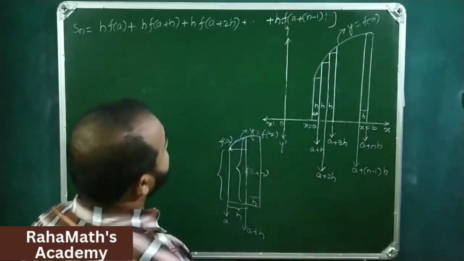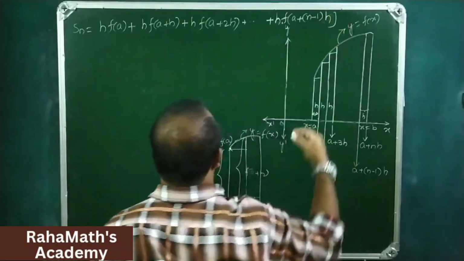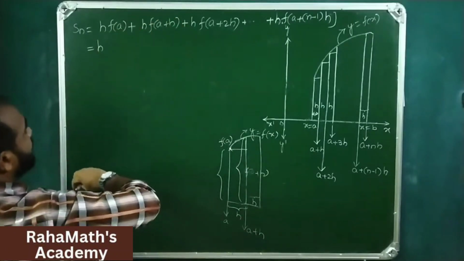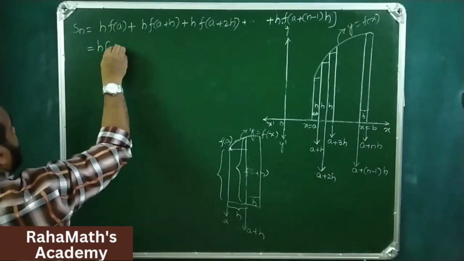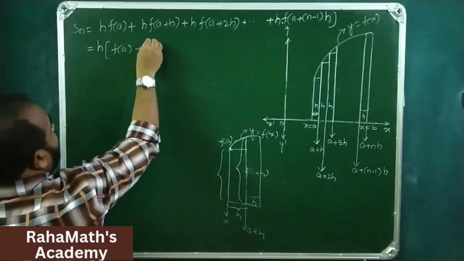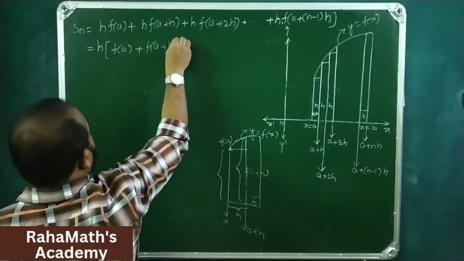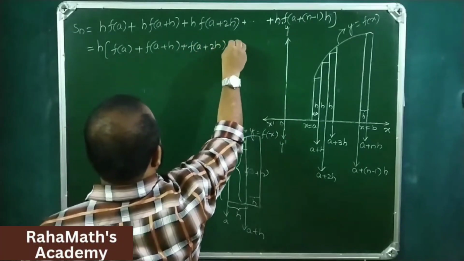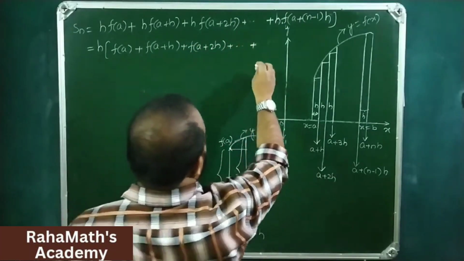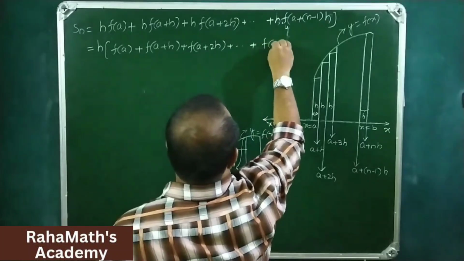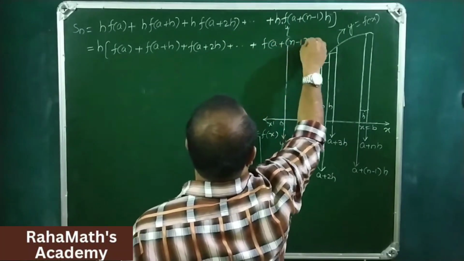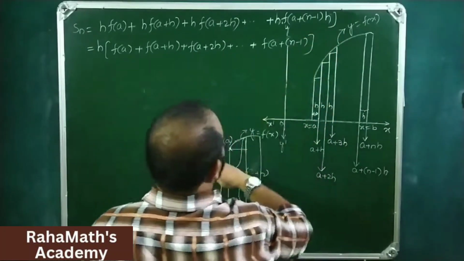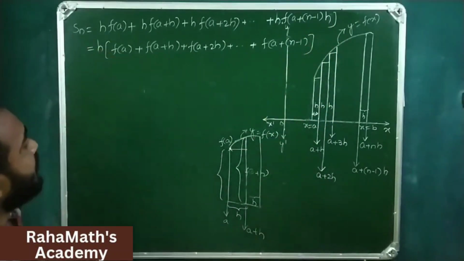h into f of a plus n minus 1 into h. So here in each and every rectangle, h is common. So f of a plus f of a plus h plus f of a plus 2h, etc., plus f of a plus n minus 1 into h. So since h is taken common.